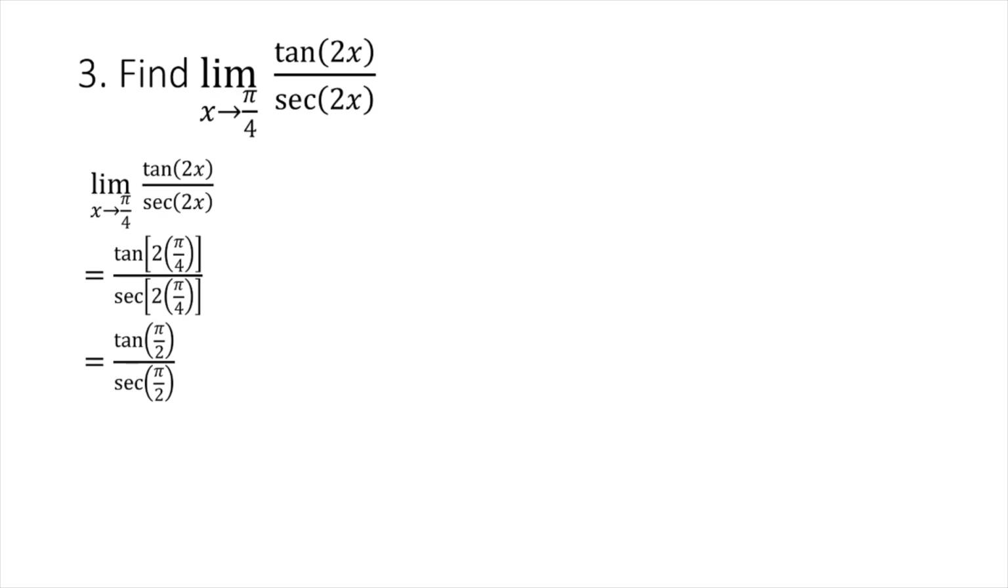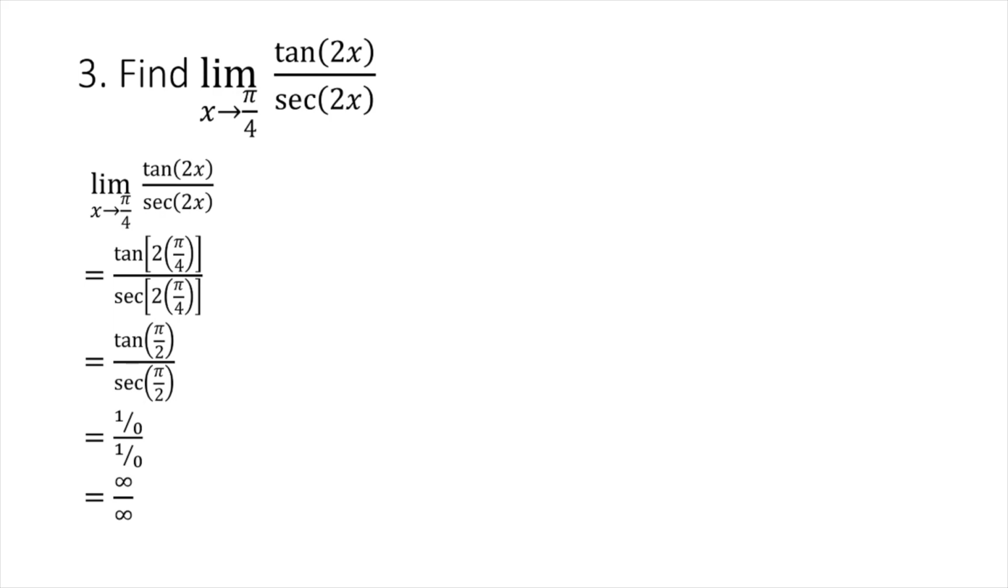Tangent of pi over 2 is sine of pi over 2 over cosine of pi over 2. Sine of pi over 2 is 1, divided by cosine of pi over 2, which is 0. So we have 1 over 0 in the numerator. In the denominator, secant is the reciprocal of cosine, so 1 over cosine of pi over 2, where cosine of pi over 2 is 0, so we still get 1 over 0. Both expressions are undefined, meaning they approach infinity. So we have infinity over infinity, that's an indeterminate form, right?